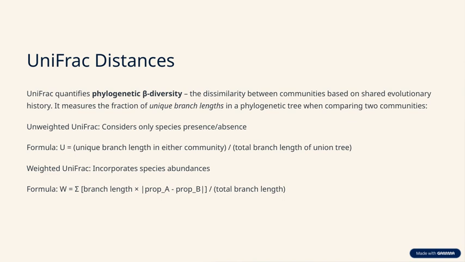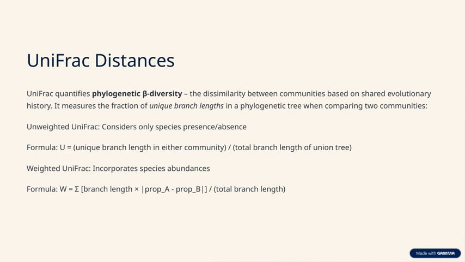The key idea is to measure the fraction of branch lengths that are unique to either community when you combine their trees. There are two main types of uni-frac. First, unweighted uni-frac focuses only on whether species are present or absent, ignoring how many of each species there are. Its formula is the unique branch length in either community divided by the total branch length of the combined tree.